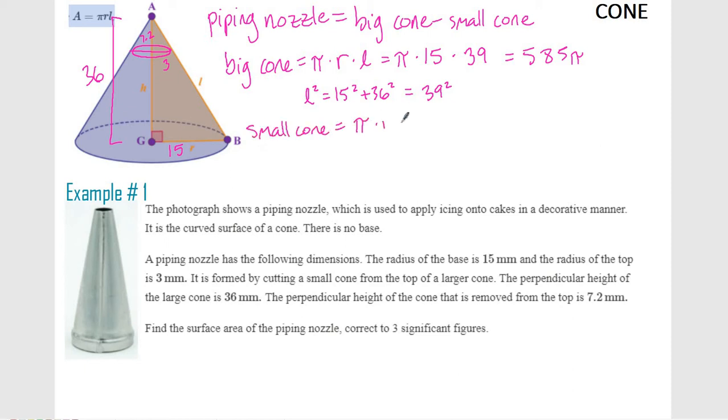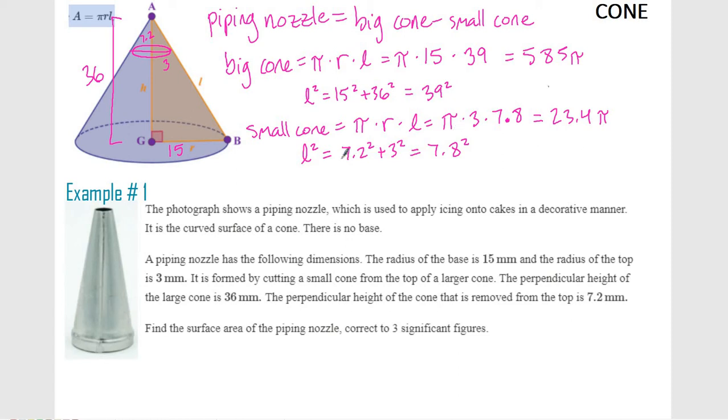So pi r L. So pi times the radius, which is 3, and the slant height. Okay, so we need to figure out what that slant height is. That's something different. That's going to be 7.2 squared plus 3 squared, and then take the square root. We should get 7.8. So the slant height is 7.8. That's a decimal. Okay, so 3 times 7.8 is 23.4 pi.